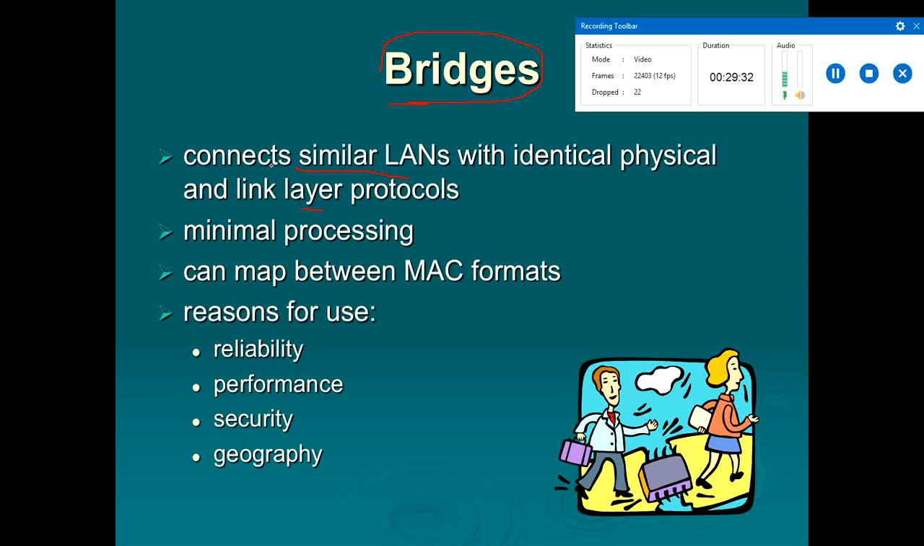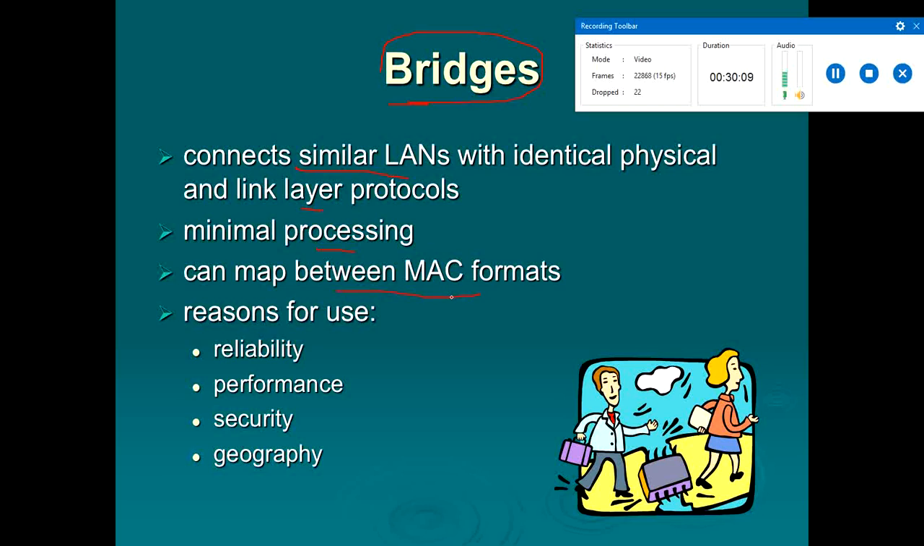The bridge is designed to be used between local area networks that use identical protocol for the physical layer and the data link layer. Because all the devices use the same protocol, the amount of processing required at the bridge is minimal. So amount of processing the information or sending the frame is minimal. More sophisticated bridges are capable of mapping from one MAC format to another MAC format. So more advanced bridges can map between different types of MAC formats.